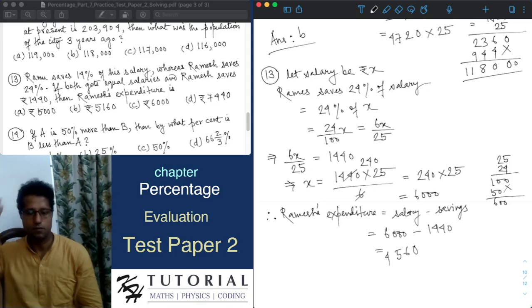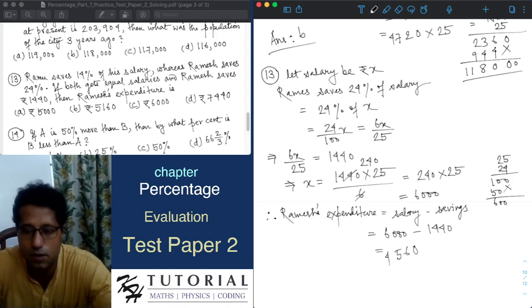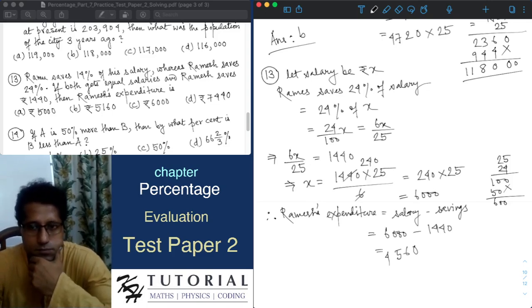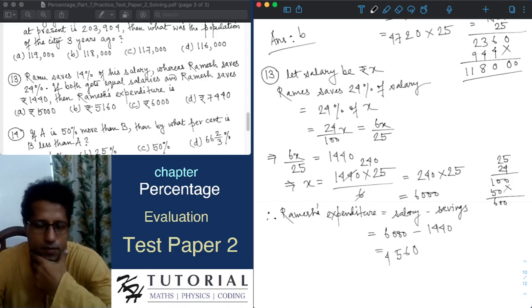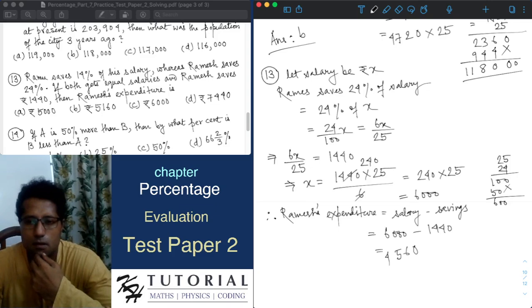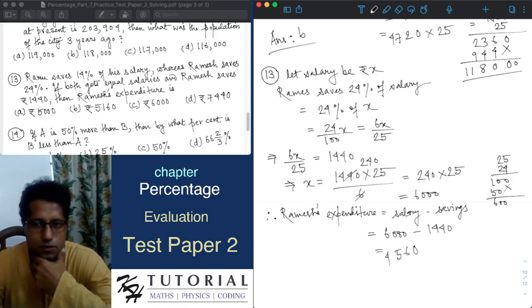Let me check the calculation again. So let the salary be X. Okay, Ramesh saves 24%. Ramesh saves 24% of salary. This means 24% of X, which is 24X by 100, that is 6X by 25. Okay. So now this is the savings of Ramesh, which is given to be 1440.